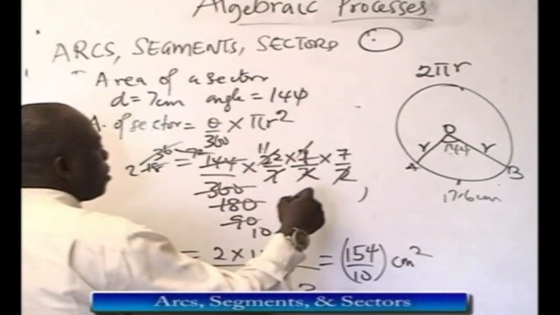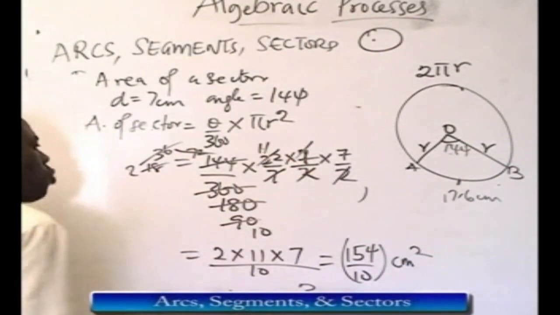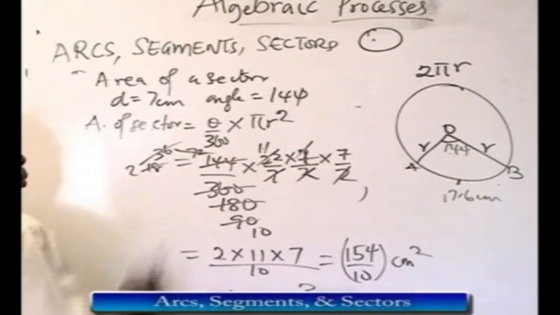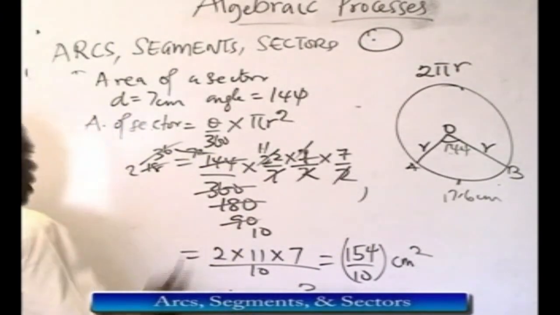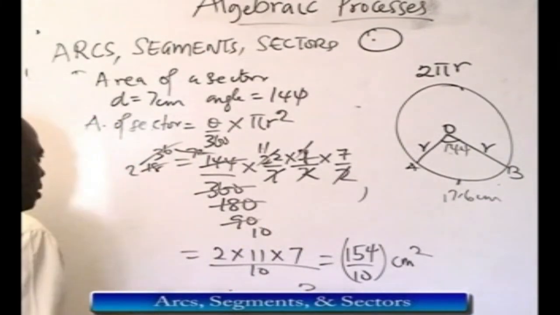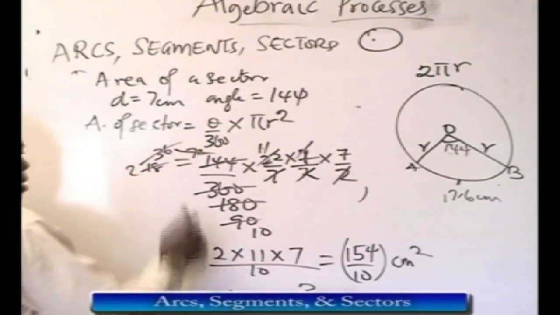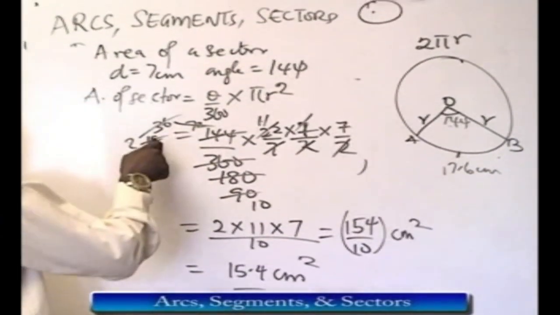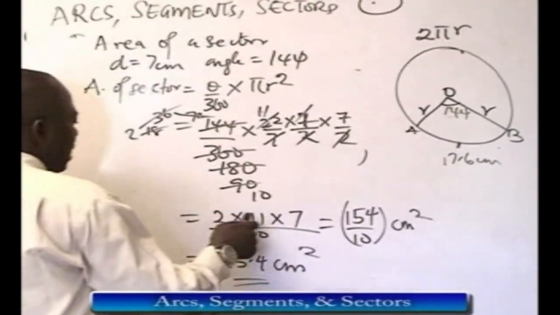7 cancels 7, 2 cancels 22, we have 11. Another 2 cancels 144, we have 72. Again 2 cancels 72, we have 36. Then we cut 360 to 180. 2 in 36, we have 18. 2 in 180, we have 90. And then 9 in 18, we have 2. 9 in 90, we have 10.